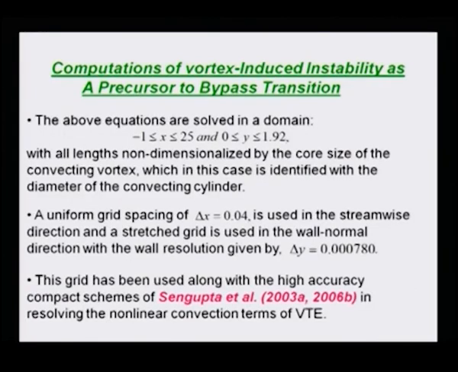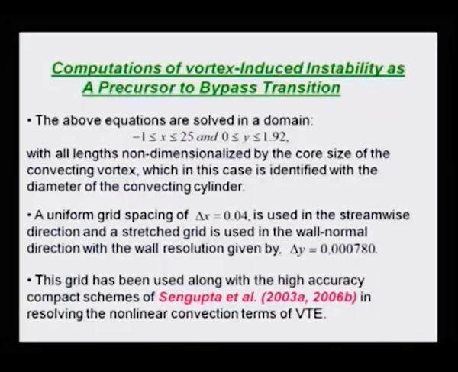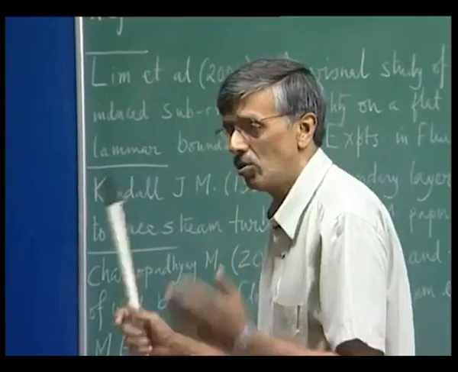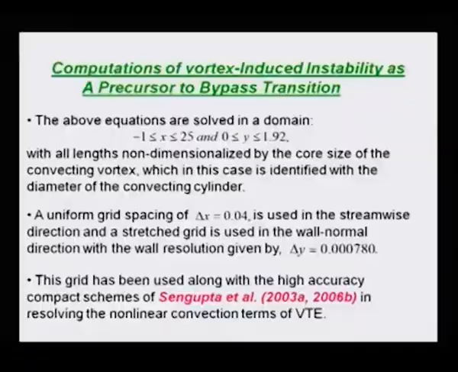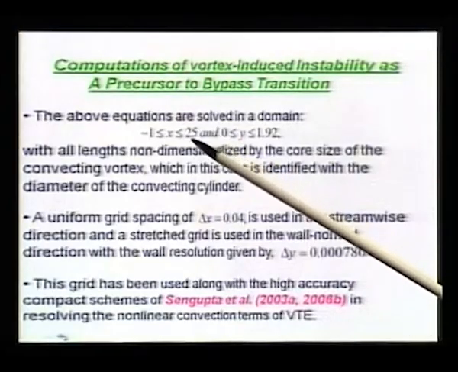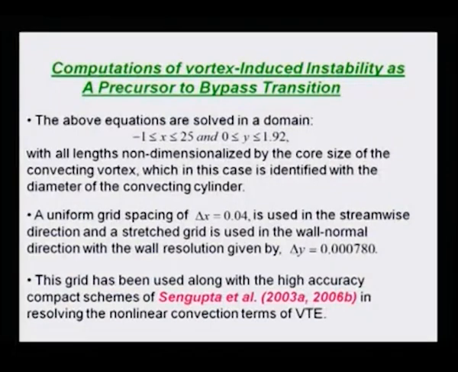What we did was we calculated the flow in a domain. In the x direction, it went from -1 to 25. Now, what is -1, what is 25? 0 is the leading edge. So, we have taken a domain which is a little upstream of the leading edge. We want to include the effect of the leading edge, and we have gone significantly downstream, whereas in the y direction we have gone on from this.